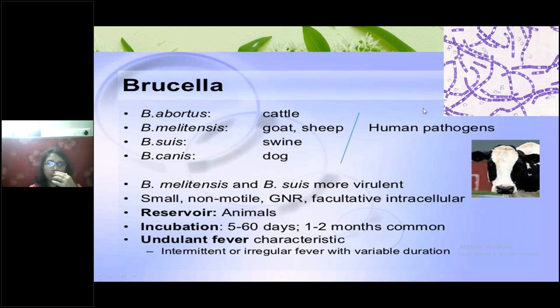So Brucella melitensis and suis are more virulent, and these are small, non-motile, gram-negative organisms, and these are having an incubation period of about 5 to 60 days. And undulant fever is a characteristic. Undulant fever means the fever comes and goes. There will be spikes of fever and again it will reduce. So it is an undulant or intermittent or irregular fever with a variable duration.